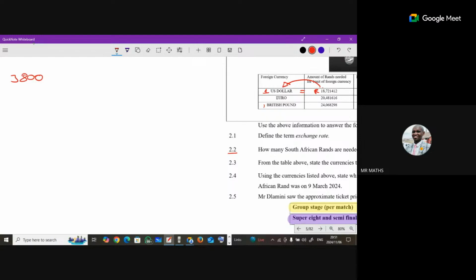So since I am going from dollars to rands, I multiply. And when I go from rands to dollars, I divide by the same amount of rands. Is it making sense? Okay. 7, 2, 1, 4, 1, 2.